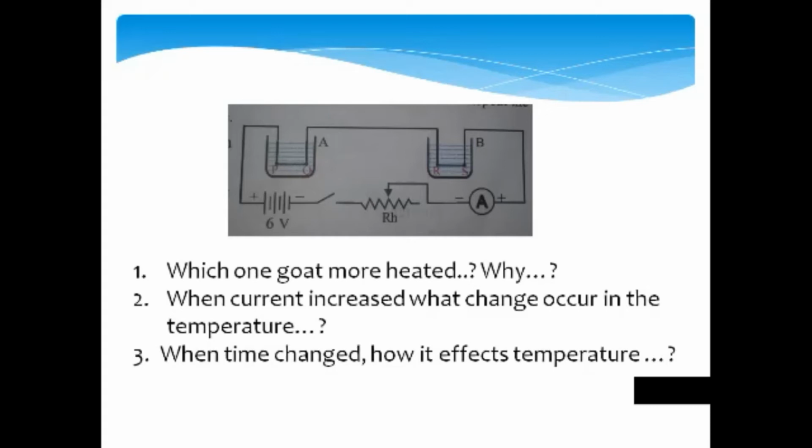Then we got the temperature rising in both of the beakers, compared to the first one. And in the third step, we see how changing the time affects temperature. In the third step, the current through the two resistors is taken as constant, as in the second step, and the time of flow of current is changing.